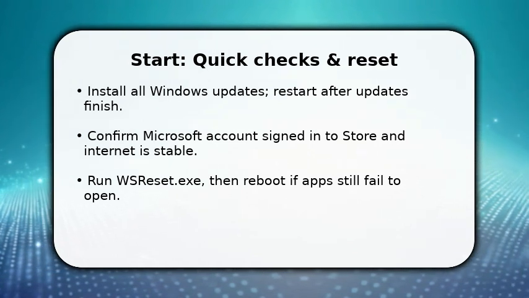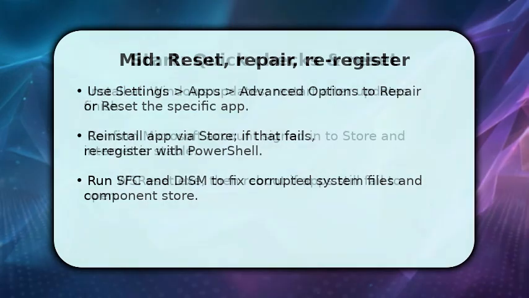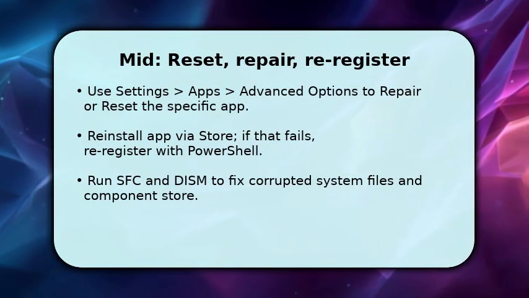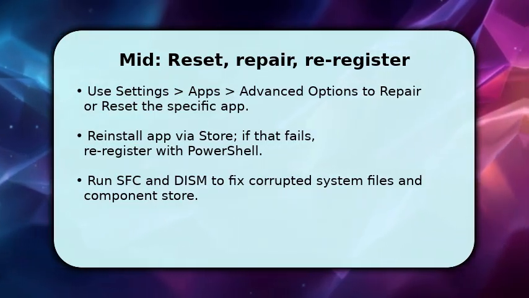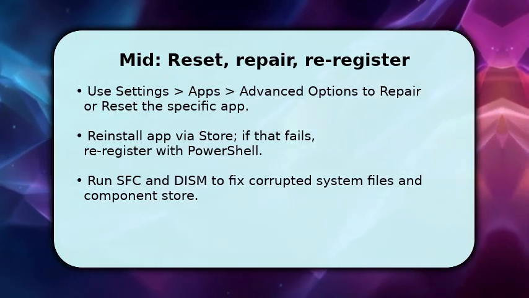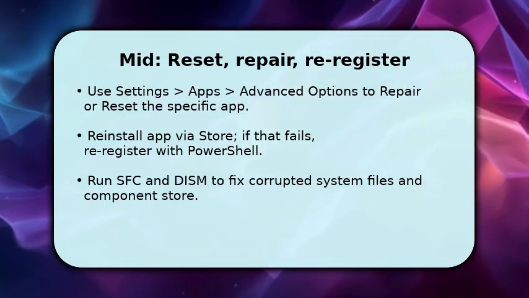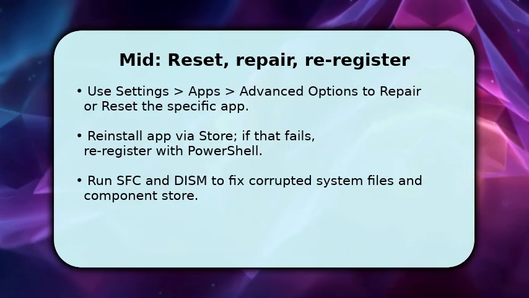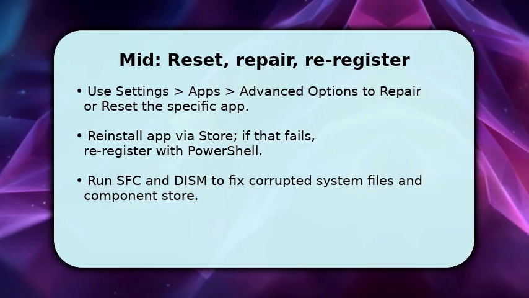Now you move into targeted fixes that address app-level and system-level corruption. Repair or reset the problematic app from Settings app's advanced options. Repair preserves data, while reset reinstalls the app. If reinstalling from the store fails, open PowerShell as admin and re-register the store and apps with the appropriate Add-AppxPackage commands to rebuild registrations.